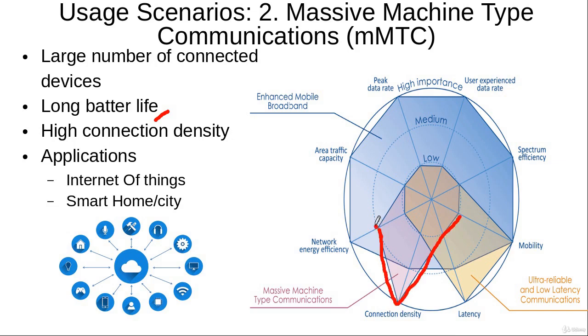this service is characterized by more stringent requirements on the network efficiency. We want network energy efficiency, that we want these devices to last longer and that their battery does not run out. And similarly, we want higher connection density, 1 million devices per square kilometer, in order to support these services. And the applications of this scenario can be in Internet of Things, in the smart home and in the smart city.